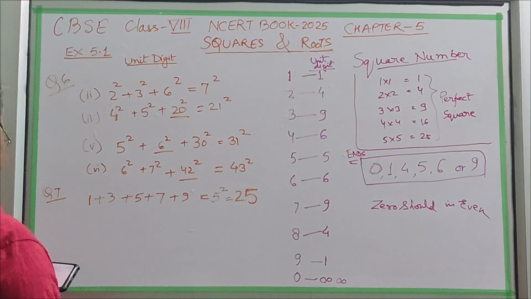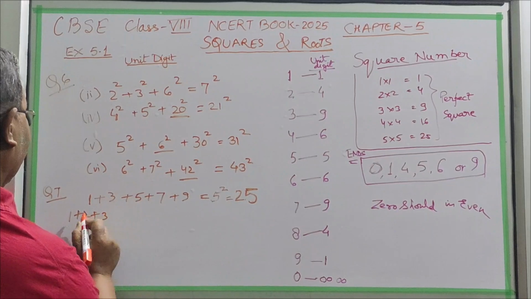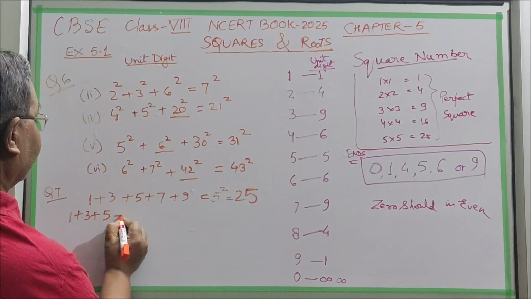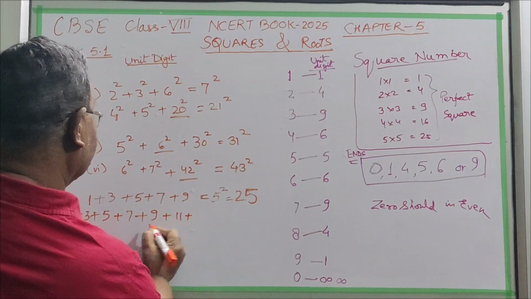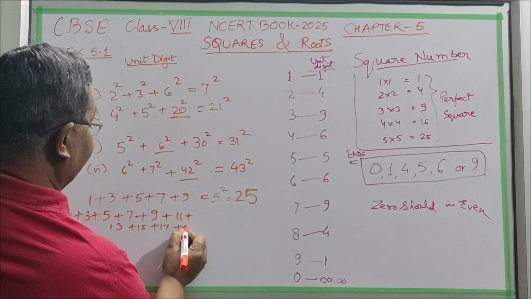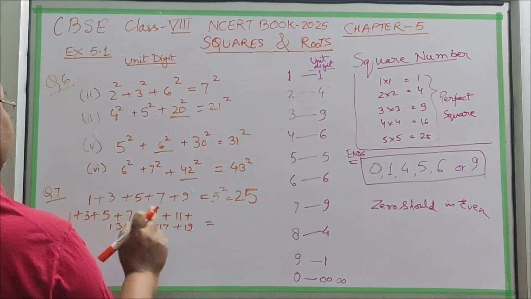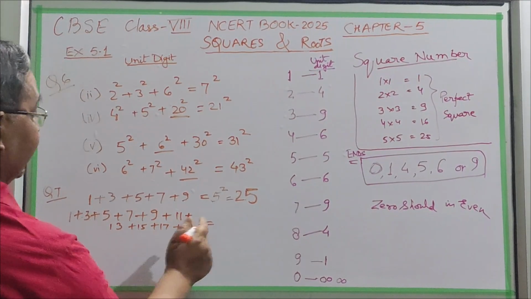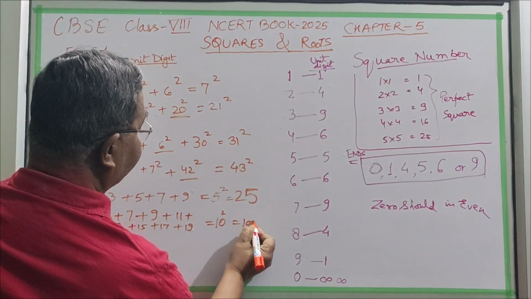Okay. Now if we increase the numbers, you have to write successive odd numbers: 1, 3, 5, 7, 9, 11 plus 13 plus 15 plus 17 plus 19. So without doing addition, you have to tell what the number will be. So we will count the numbers: 1, 2, 3, 4, 5, 6, 7, 8, 9, 10. So the count here is 10. So the addition will be 10 square, meaning it will always come 100.